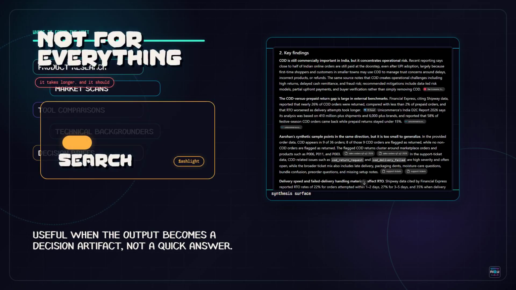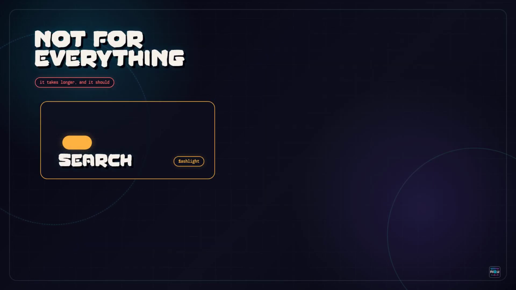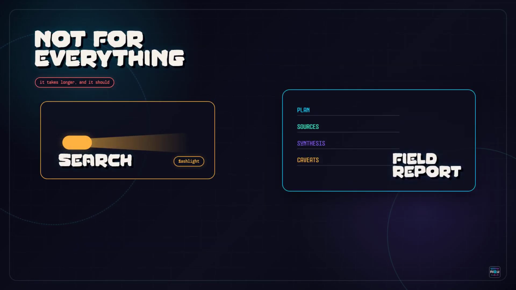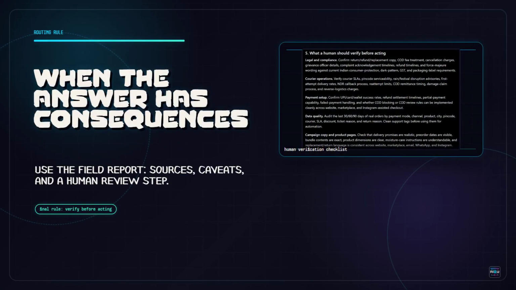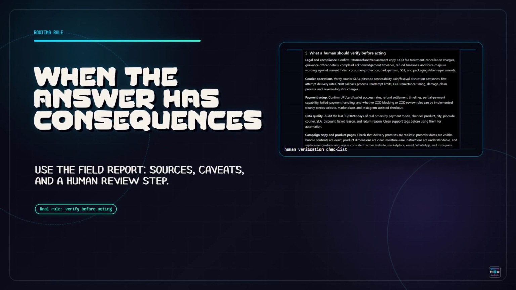The mistake is using deep research for everything. It takes longer, and it should. Search is a flashlight. Deep research is a structured field report. Use the field report when the answer has consequences.